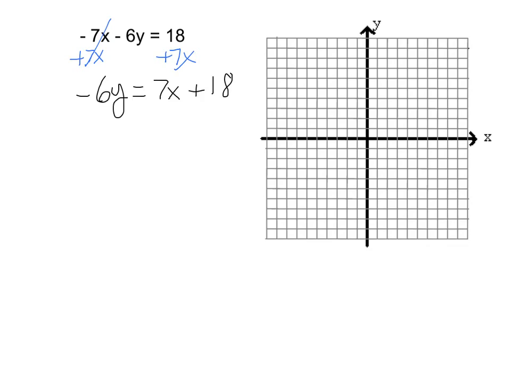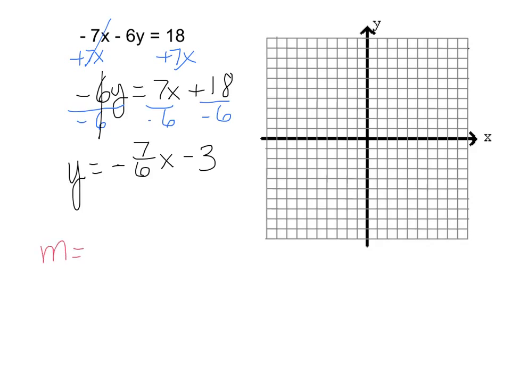Next step, we're going to get the y by itself by dividing by that negative 6. But to keep it balanced, you have to divide everything by negative 6. So then the negative 6's are going to cancel out, and I'll have y equals a negative 7/6 x, and then 18 divided by negative 6 is negative 3. Can you tell me what the slope would be? You should say negative 7/6. Can you tell me what the y-intercept is?